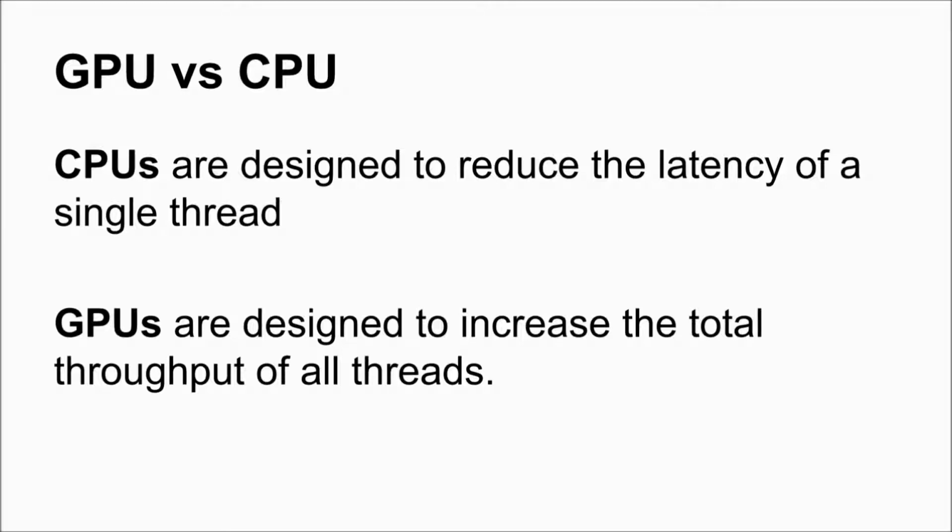And obviously, since the GPUs are trying to increase the throughput of all threads, you need to be able to handle many more threads in flight. So the Kepler architecture can handle 32 to potentially 64,000 threads in flight at any given time, while CPUs these days will only do tens of threads in flight.